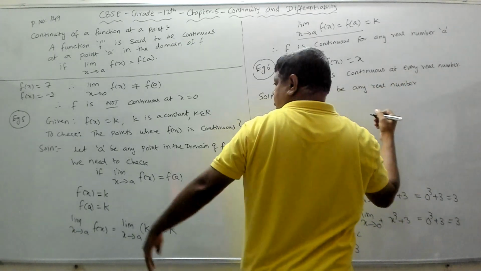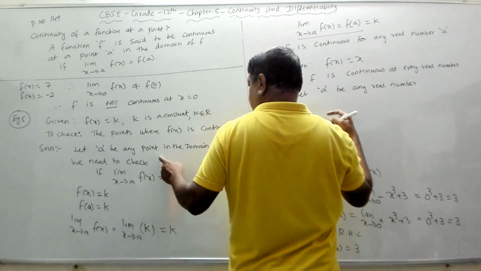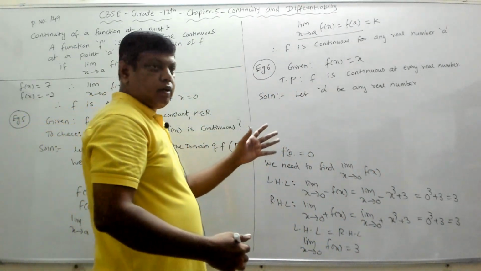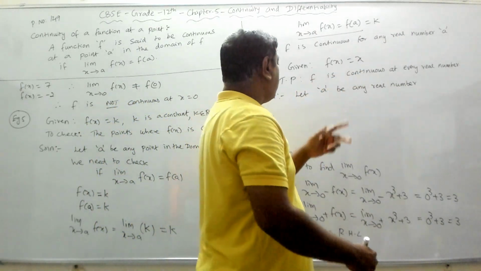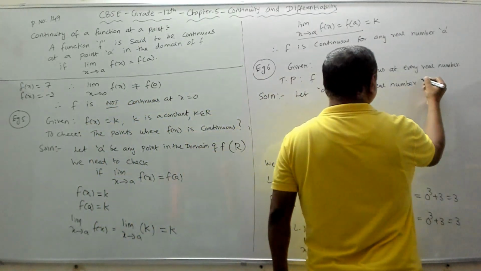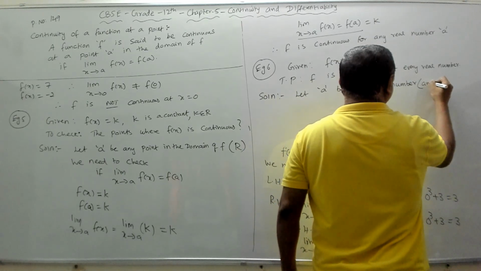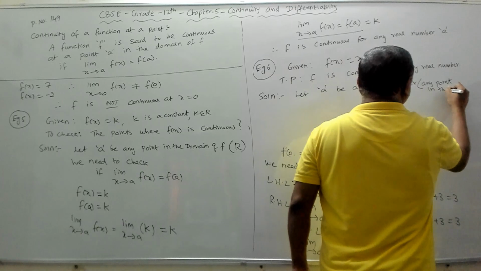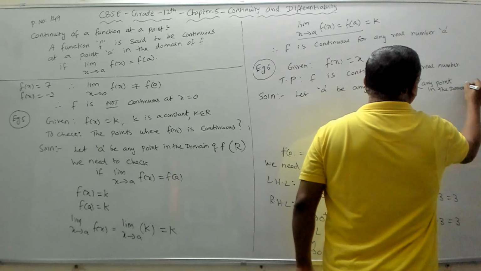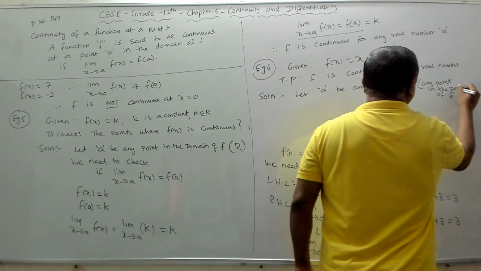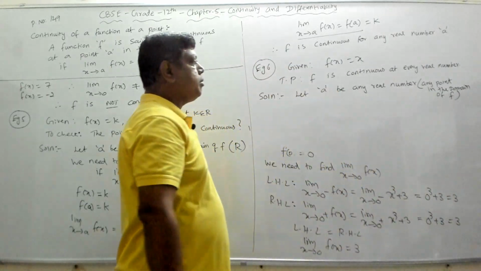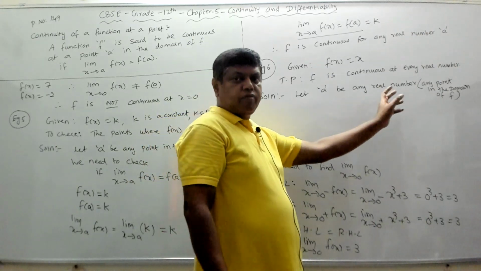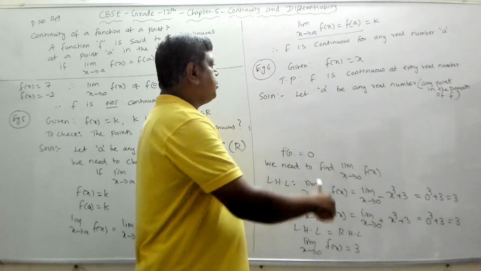The proof is the same as what we did before. Let a be any point in the domain of f, or let a be any real number, which means here the domain is R, the set of all real numbers. Let a be any real number, because the domain of the function is the set of all real numbers.